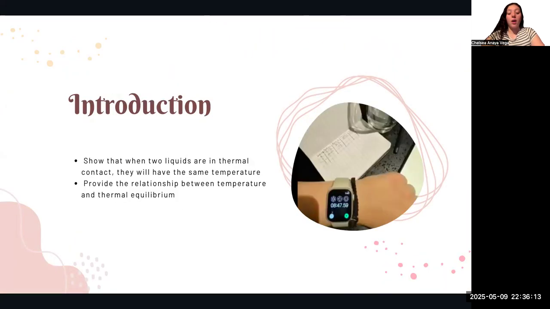The reason why I did this experiment is to show that when two liquids are in thermal contact, they will have the same temperature, thus providing the relationship of thermal equilibrium. In this experiment, I modified the temperature of the liquids and observed the change in temperatures to demonstrate the concept of thermal equilibrium.